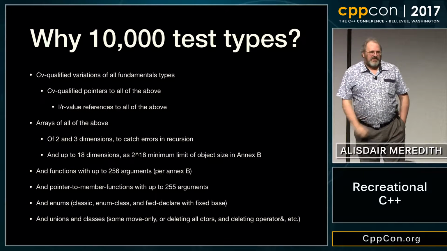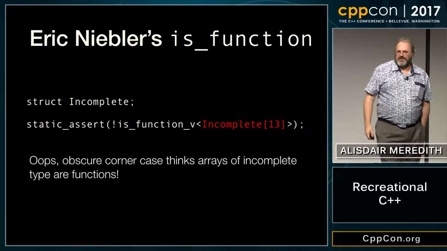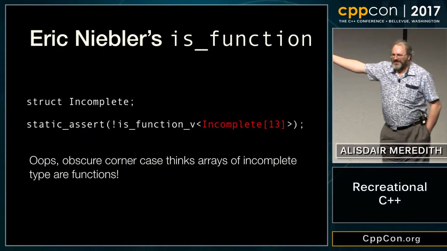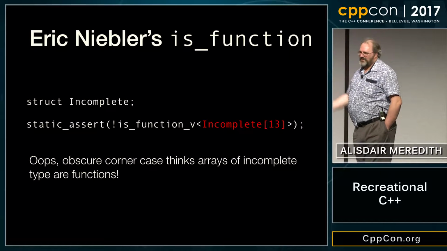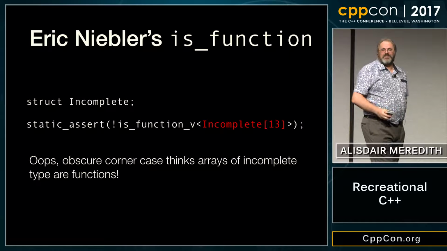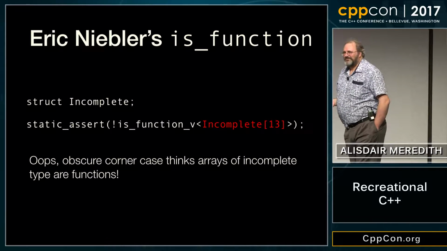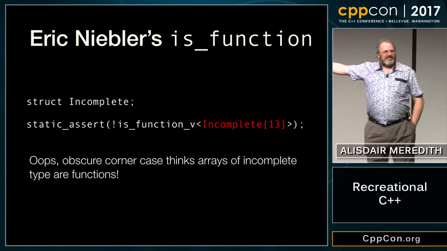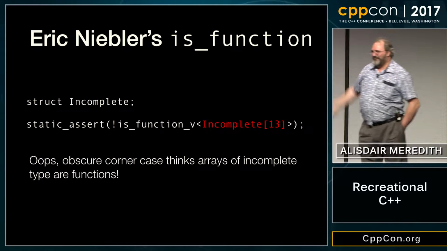So having a battery of 10,000 test types, what do I learn? Eric's got a bug, in one very odd corner. If he's got an array of an incomplete class type, which is valid in the type system and has to be supported by this metafunction, he's going to say that's a function. So yes, I might be utterly insane in the depth of test vocabulary I use, but woo, it does stuff.